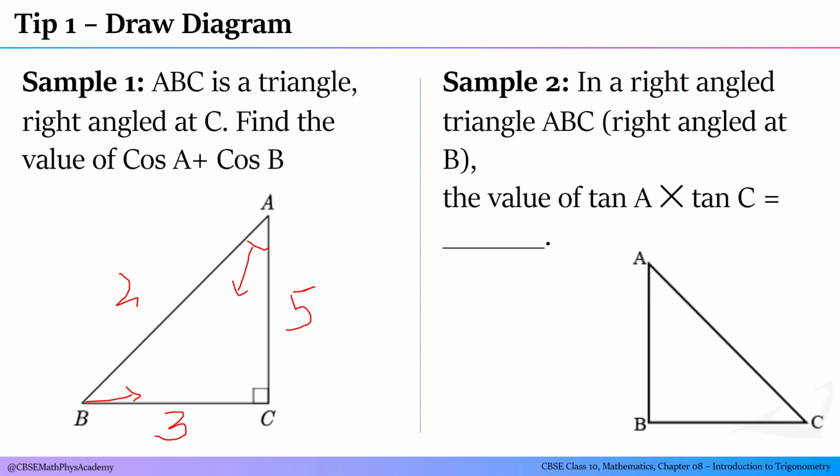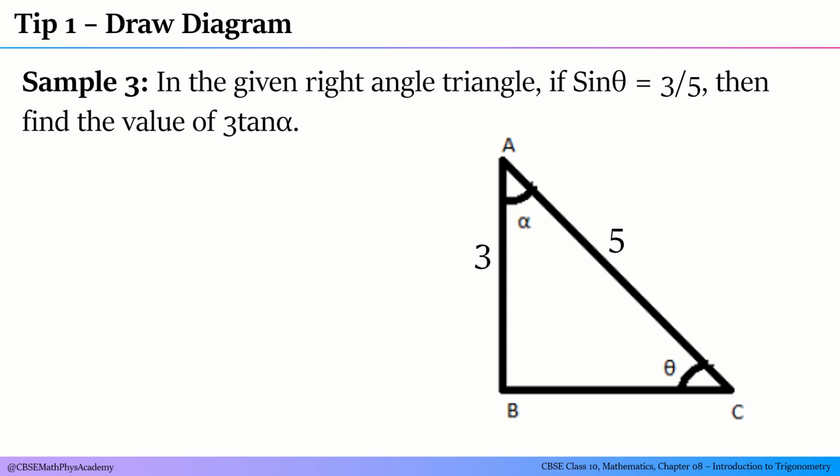Similarly, this is a second sample. It's a right angle triangle at B. Note the point: it is right angle at B, so you'll be showing the 90 degrees at B. Again here, you are supposed to find the value of tan A into tan C. So both are again opposite. You are supposed to derive one trigonometric ratio by having the theta here, and another trigonometric ratio by viewing the theta here. So drawing the triangle helps you much.